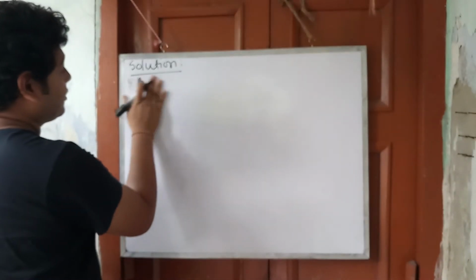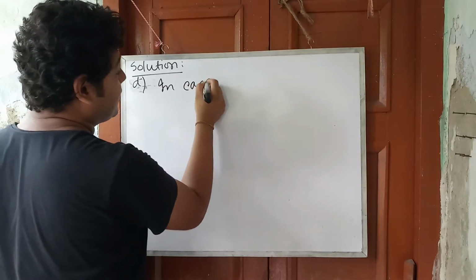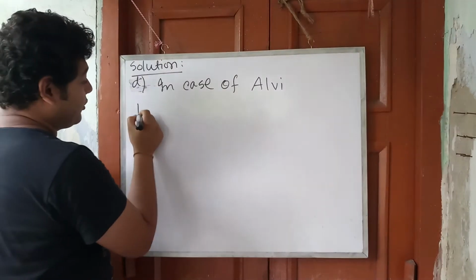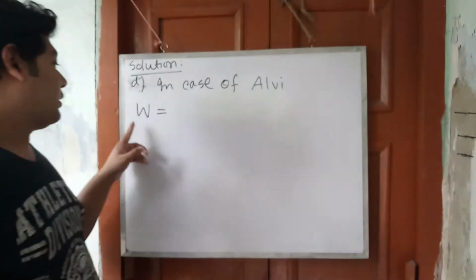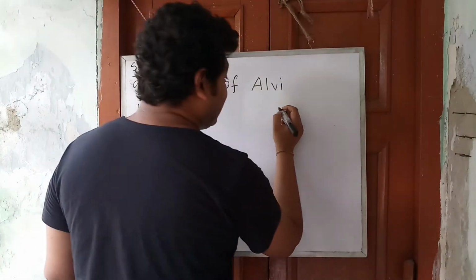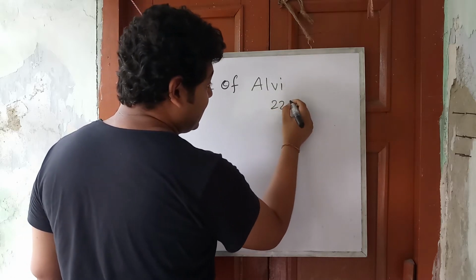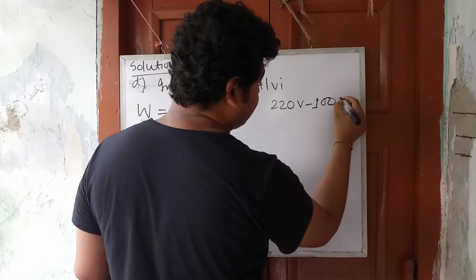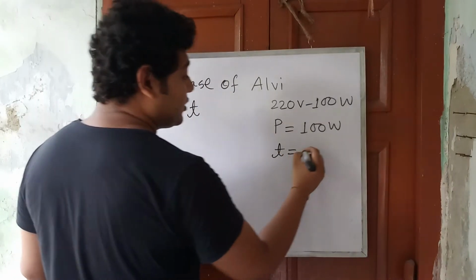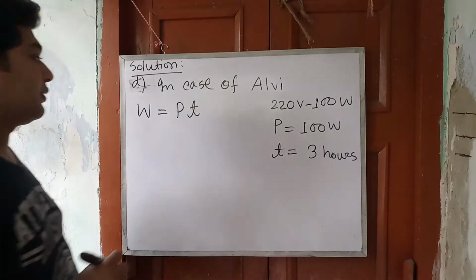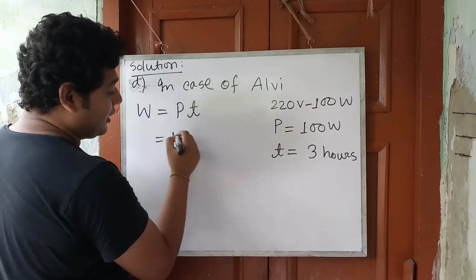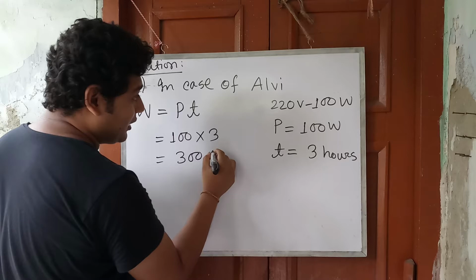First of all, in the solution of D, in case of Alvi, we know the energy used by Alvi is W equal to PT. In our given information, we have 220 volt and 100 watt. Here we get P equal to 100 watt and the time is given as 3 hours for Alvi. Then we can calculate W as 100 into 3. Here we get 300 watt hour.